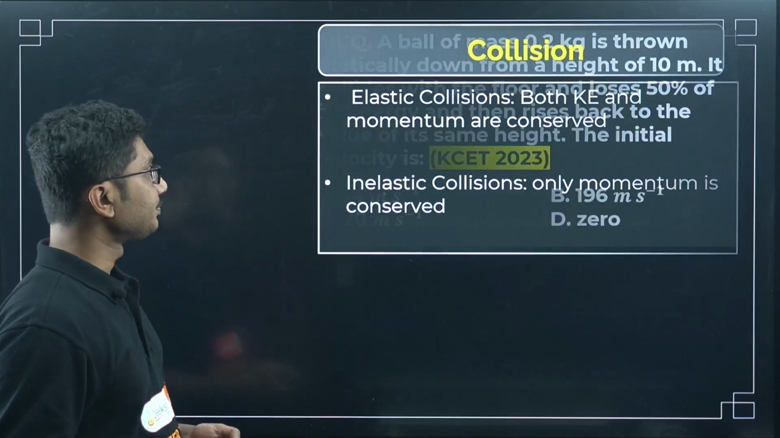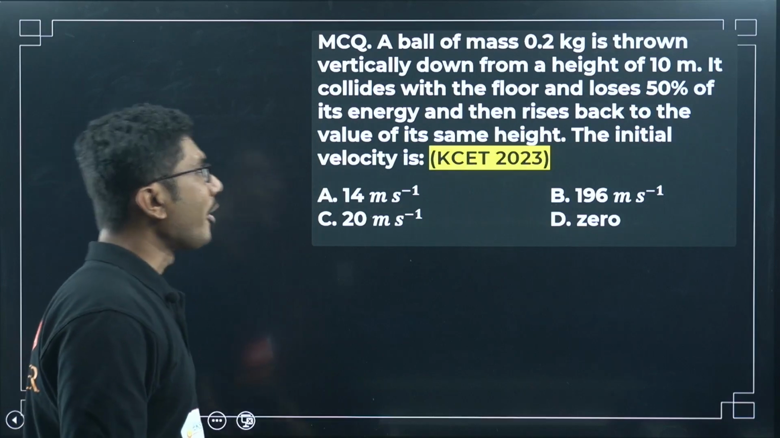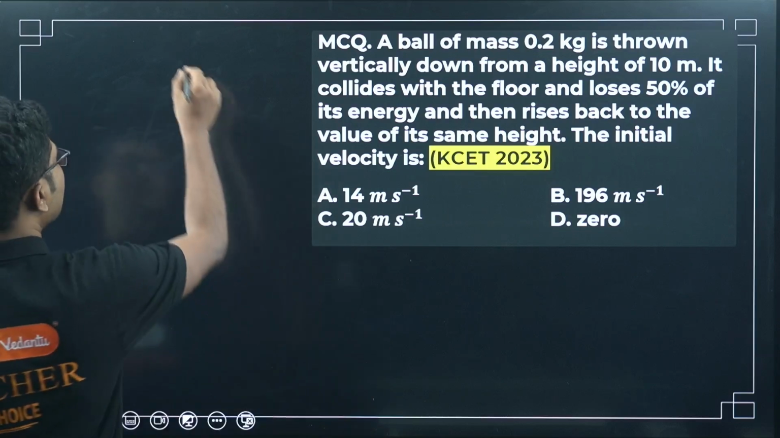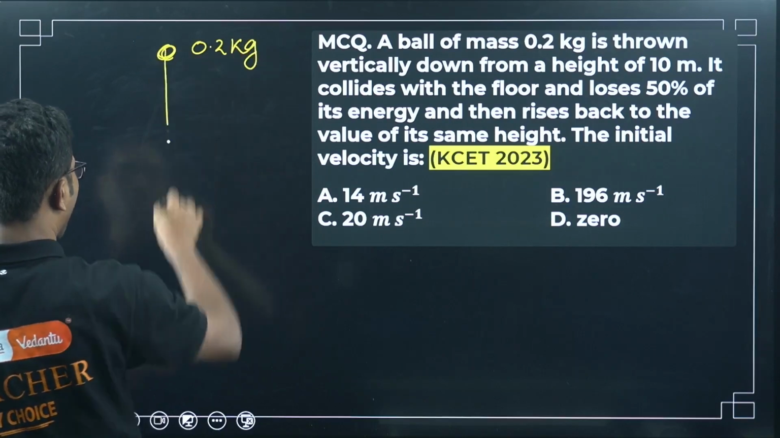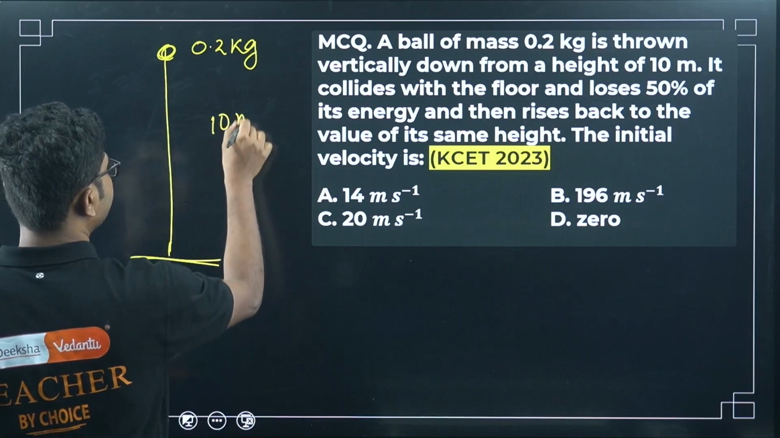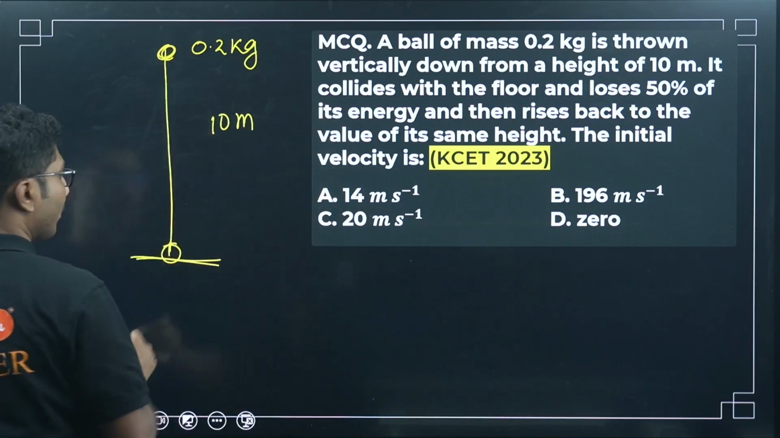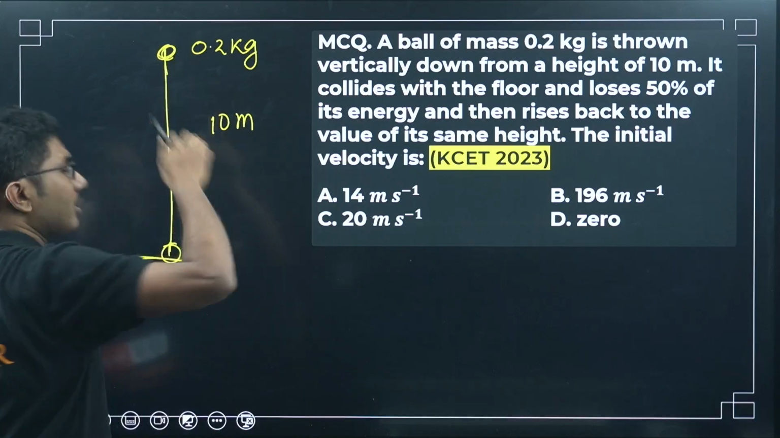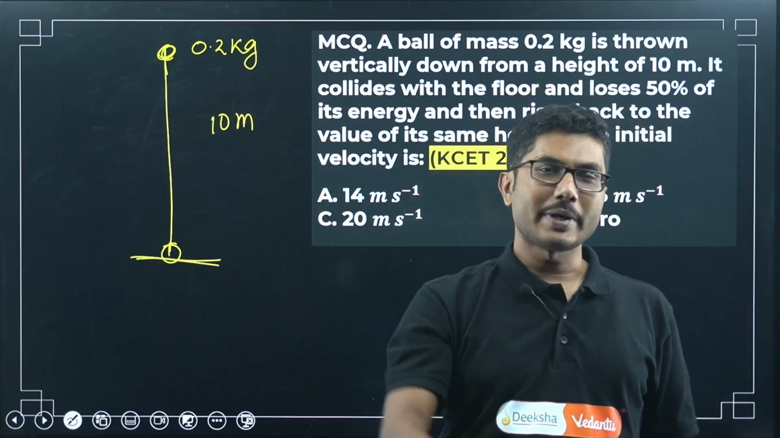Now, let's see one problem from the KCET exam. A ball of mass 0.2 kilogram is thrown vertically down from a height of 10 meters. Now it collides with the floor and loses 50% of its energy. You are not dropping it, you are throwing it, so there is a difference. If you drop it, it will fall and will not come back to the original height.